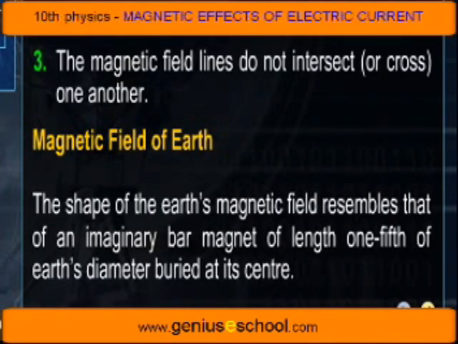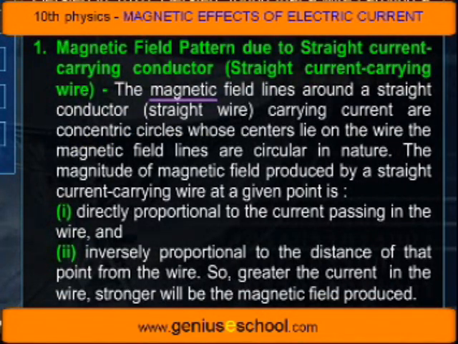Magnetic field of Earth. The shape of the Earth's magnetic field resembles that of an imaginary bar magnet of length 1/5 of Earth's diameter buried at its center. Magnetic effect of current, or electromagnetism. The magnetic effect of current was discovered by Oersted in 1820. Oersted found that a wire carrying a current was able to deflect a compass needle.